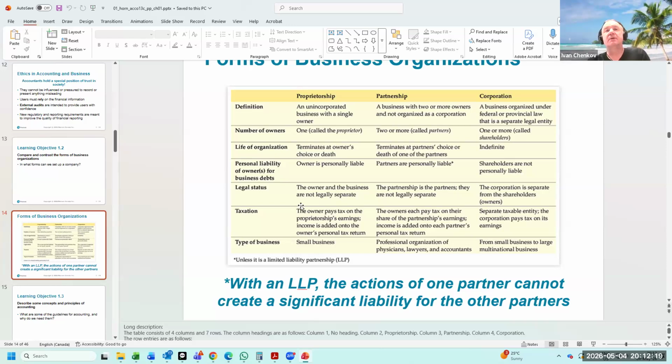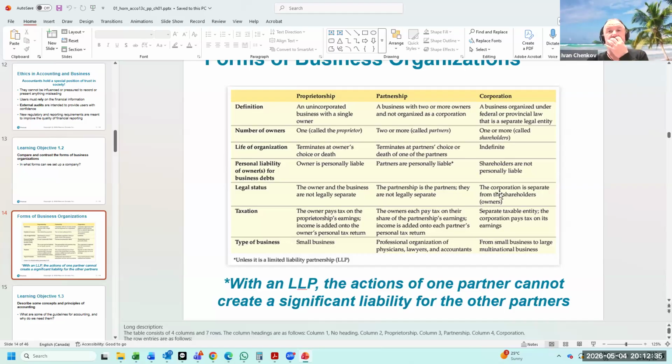Legal status for the proprietorship: the owner is the business, they are not legally separable. That's the same person. Same thing with the partners. We do not separate them. A corporation is a separate legal entity from the shareholders or the owners.